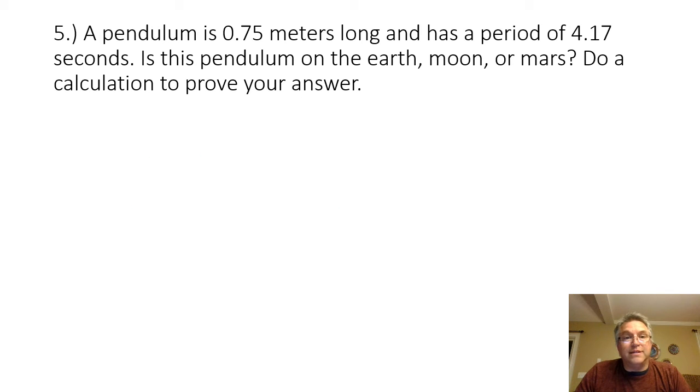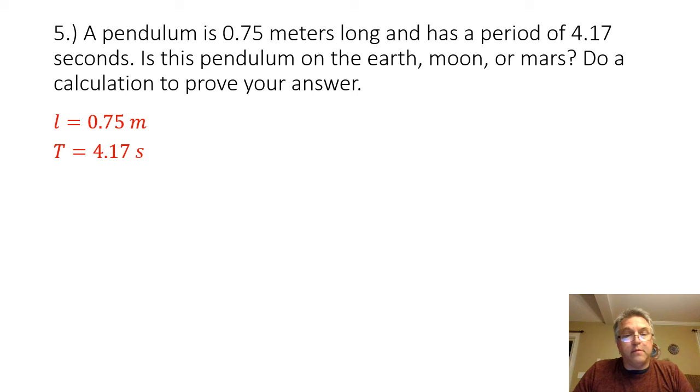A pendulum is 0.75 meters long and has a period of 4.17 seconds. Is this pendulum on the Earth, Moon, or Mars? Do a calculation to prove your answer. The length of my pendulum is 0.75 meters. The period of my pendulum is 4.17 seconds. So what I'm going to need to do is solve my pendulum formula for the gravitational acceleration and see if that gravitational acceleration matches the known accelerations on my 3 possible locations.